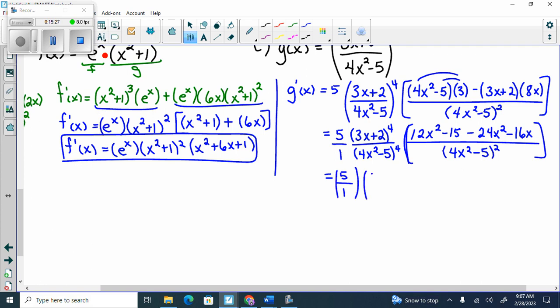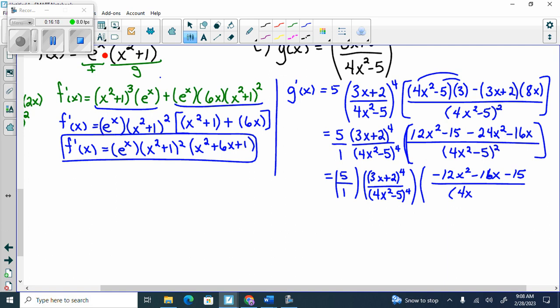And then I can get 3x plus 2 to the 4 over 4x squared minus 5 to the 4. And then here I have on the top negative 12x squared minus 16x. Wait. Nope, I mean minus 16. Plus. Over. But you're going to have to put the minus in.